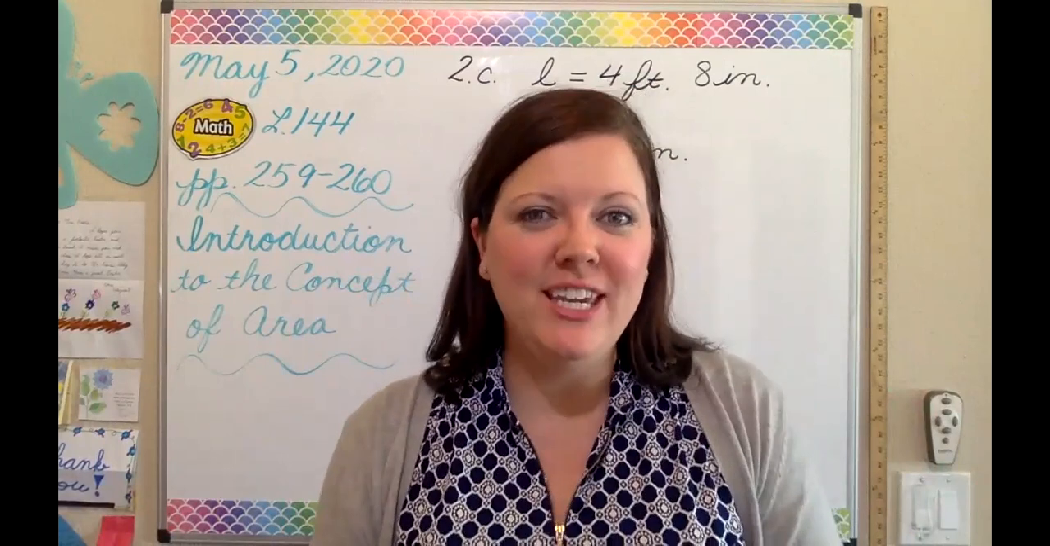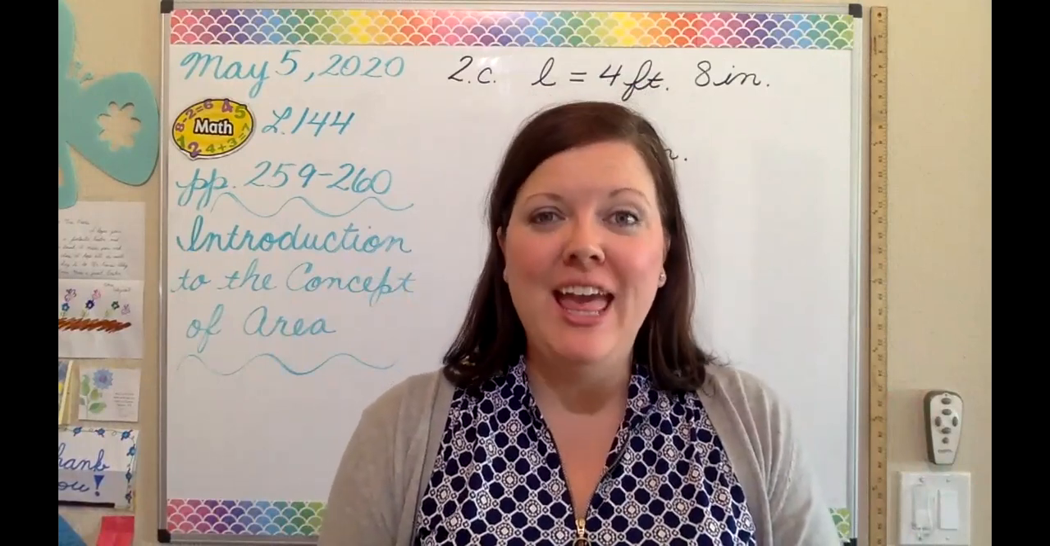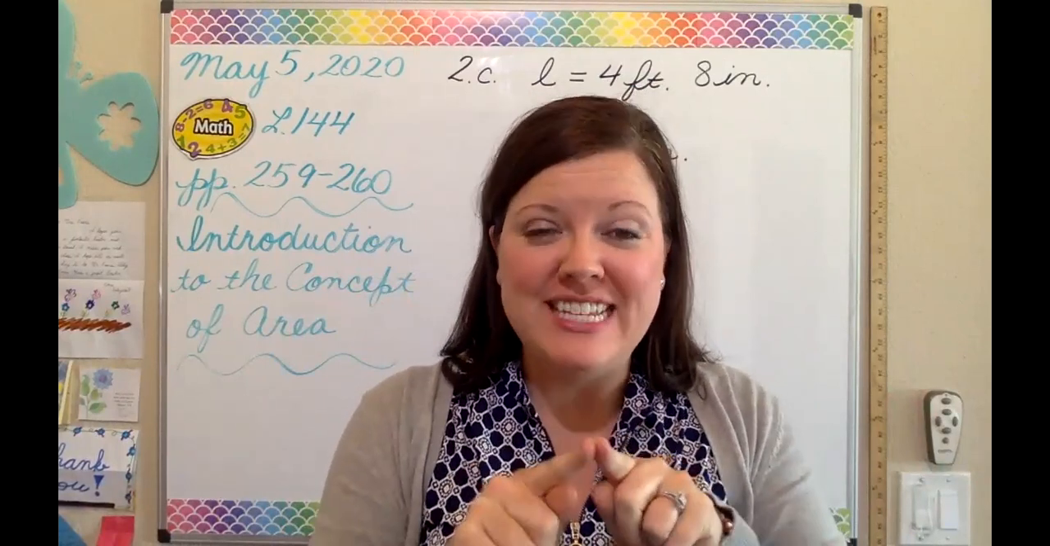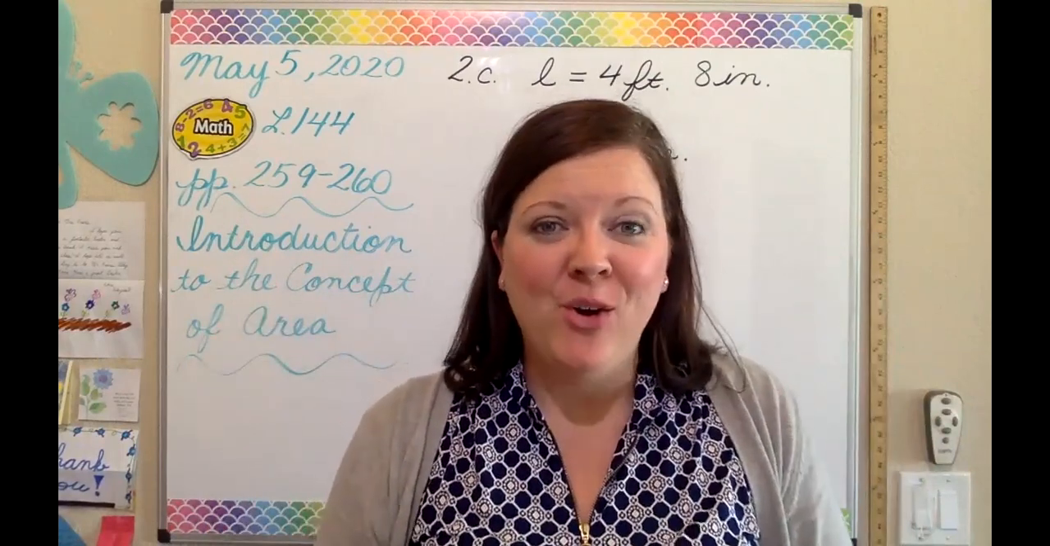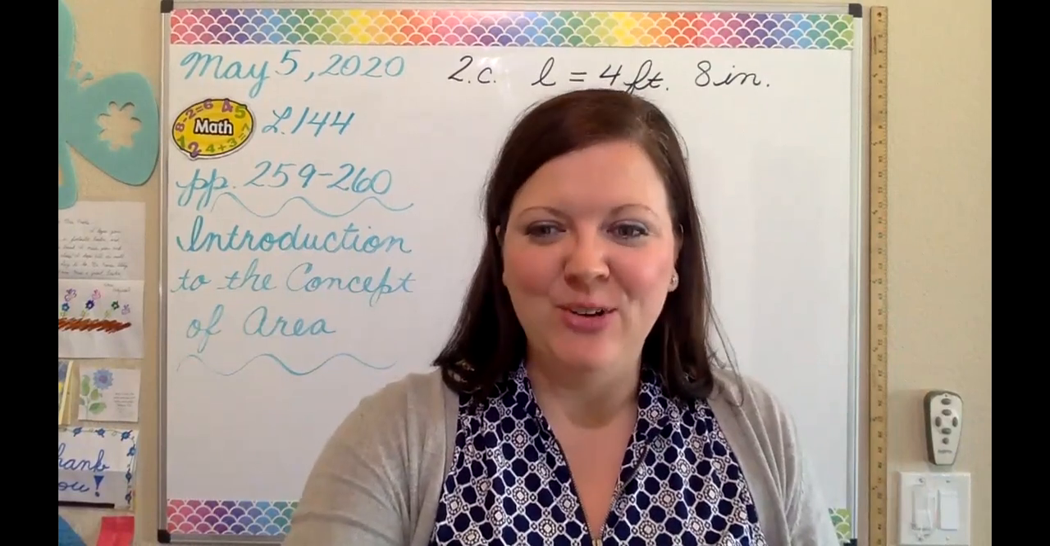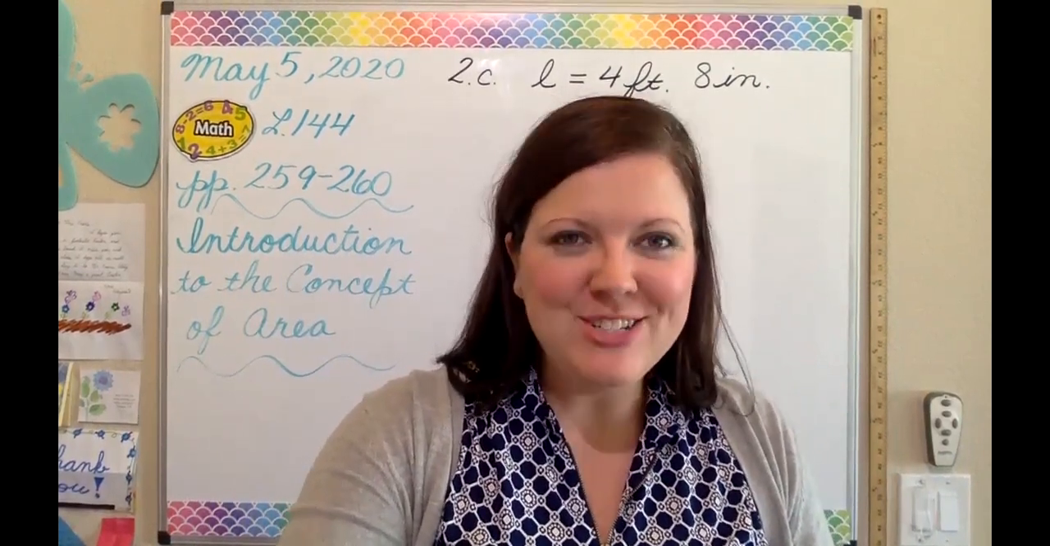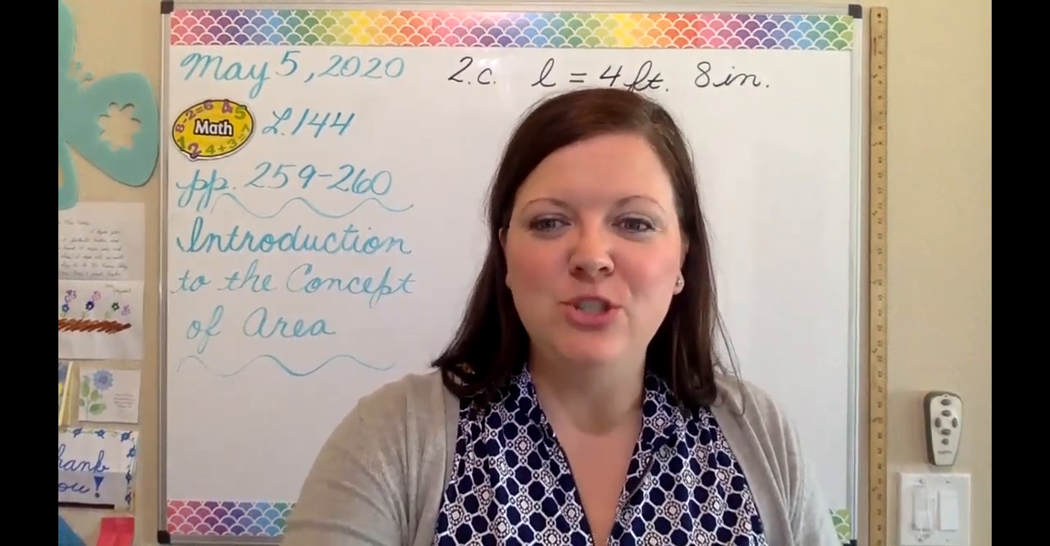We have been talking recently about perimeter, and perimeter is measuring the distance around an object like a square or a rectangle or a triangle. I'm going to remind you of a picture that I showed you several days ago, illustrating the difference of perimeter and what we're going to be talking about today.